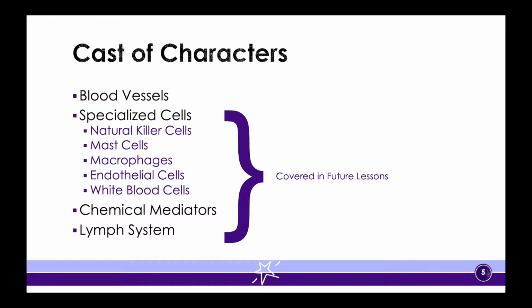We will look into some specialized cells as well and look at the details of what role they play in this inflammatory process. So these are cells like the natural killer cells, mast cells, macrophages, endothelial cells, and white blood cells. And a lot of these we just saw in that previous video.